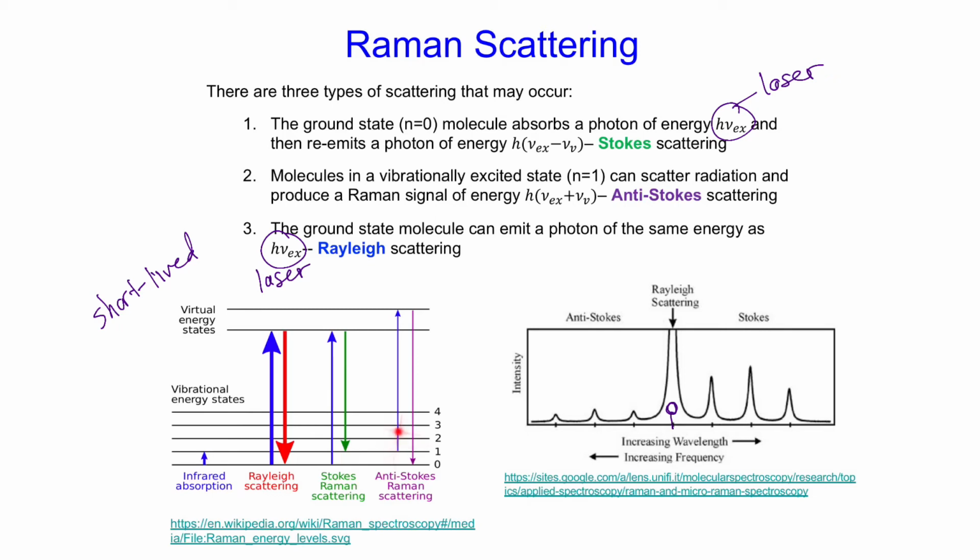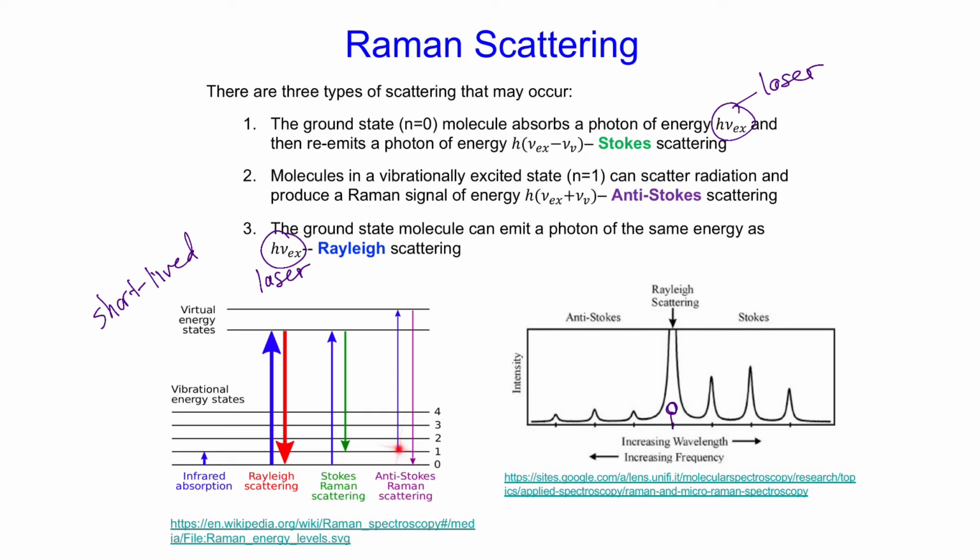So again, shining in our laser light of that certain frequency, and we see that we get out a longer arrow. Okay, we're going to be scattering light at a higher energy than what was put into our molecule. So this is the case where we have a molecule in a vibrationally excited state. Okay, so we're not in the ground state anymore here. And that molecule can scatter radiation at an energy that is larger than what we directed onto our sample.